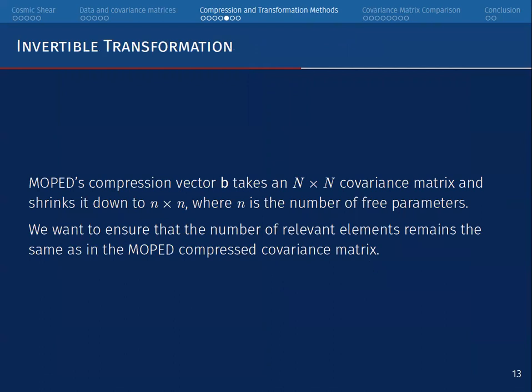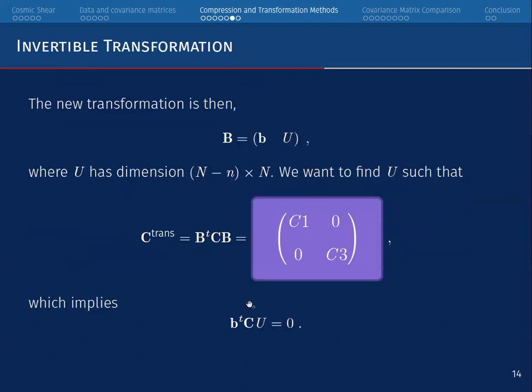So the problem with the compression scheme is that it's not possible to return to the original covariance matrix once you've reduced its size. However, there are situations when this could be useful. With that in mind, we extend the compression to an invertible transformation. We take the original compression scheme described by this tiny b, and we introduce the matrix U, capable of producing a transformed covariance matrix, where the C1 block here is the same as the one in the compressed case.